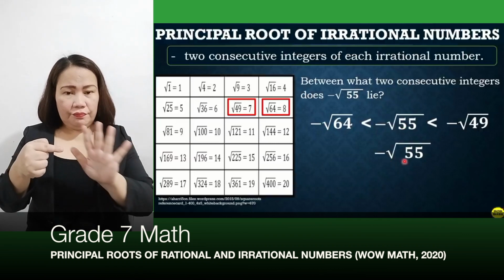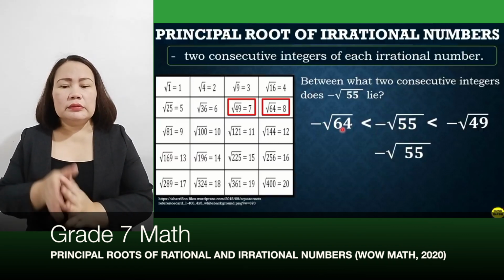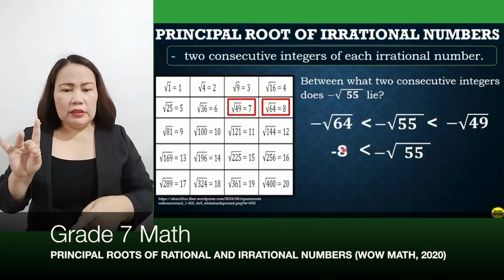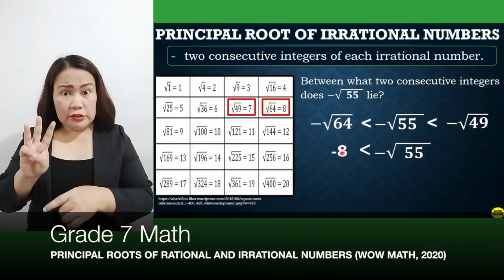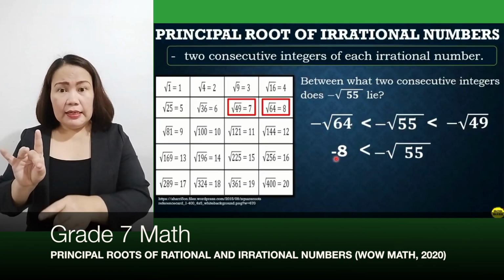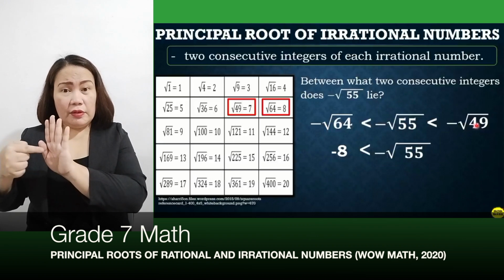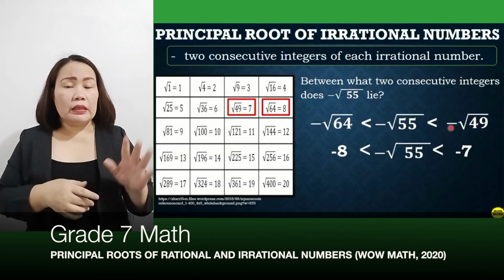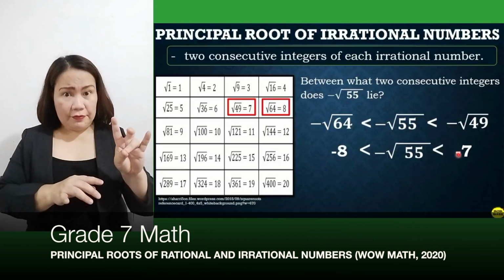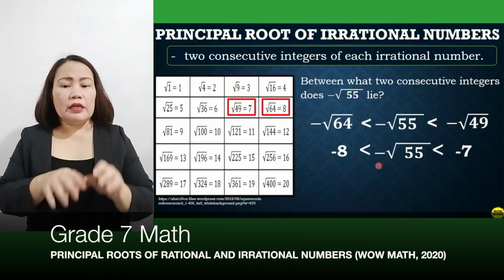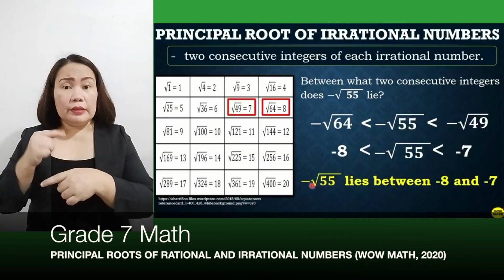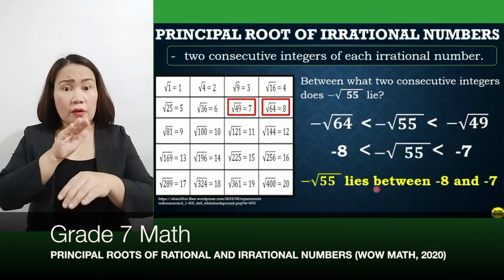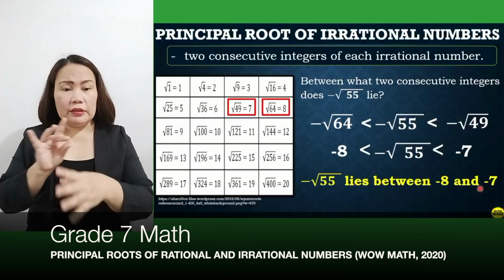So, ito na po siya. So, ito po, square root of 64 is 8. But since may negative sa labas, negative 8. And then, square root of 49, that is 7. Since may negative tayo sa labas, that will become negative 7. So, therefore, negative square root of 55 lies between negative 8 and negative 7.